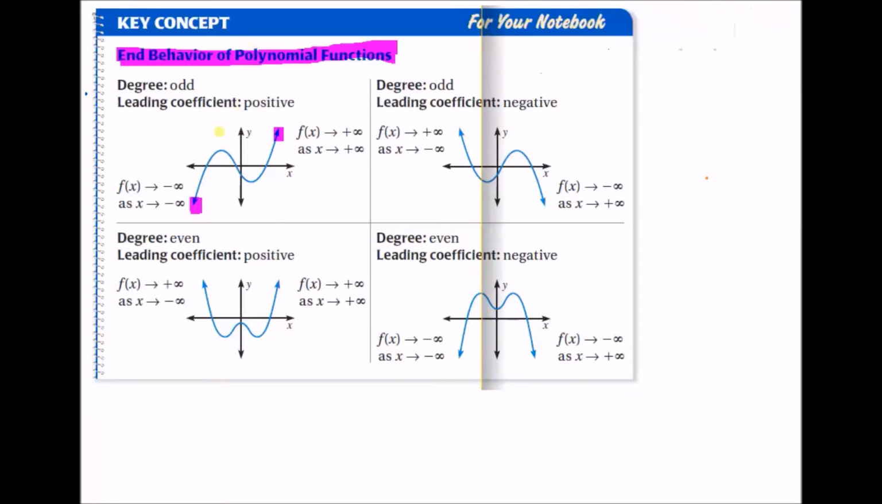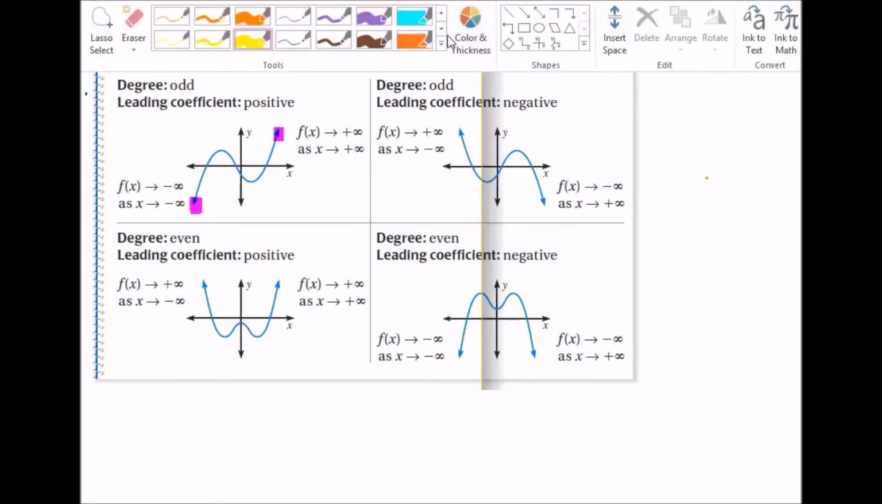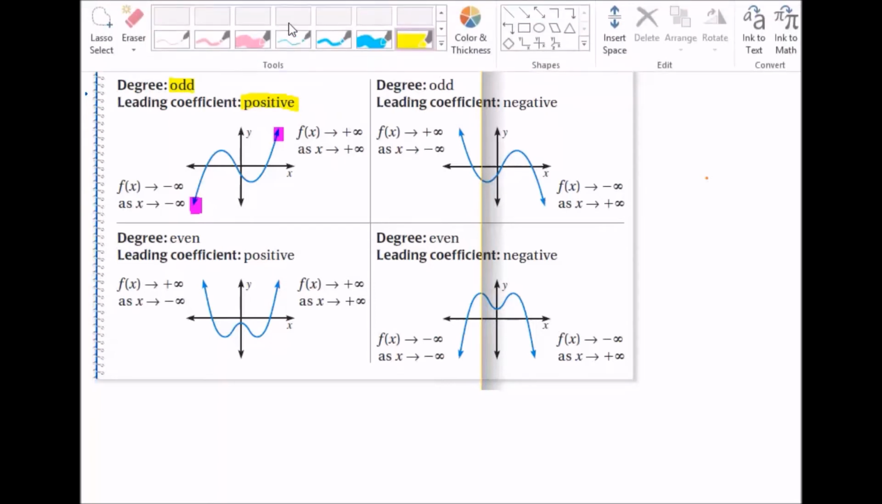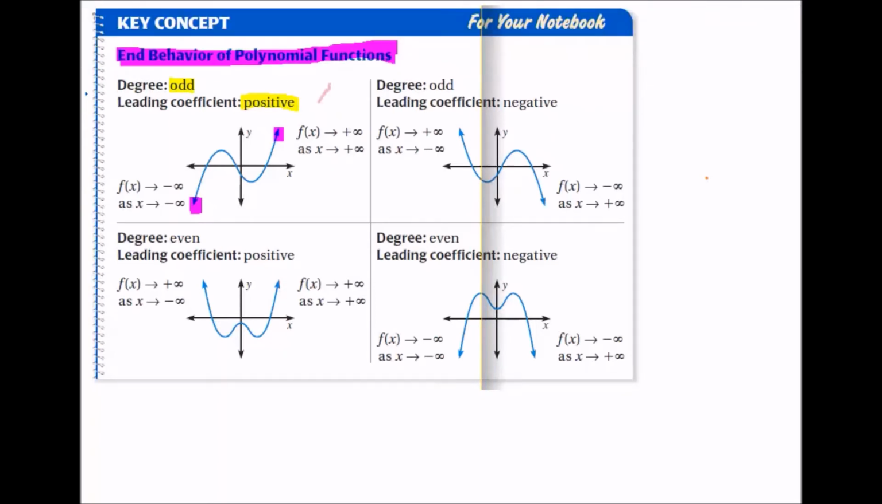The first one: if it has an odd degree, that means the highest degree of this polynomial is x cubed, x to the fifth, x to the seventh, that's odd, and the leading coefficient is positive, so that would be something like positive x cubed. It will look something like this. It starts over here, low, at negative infinity, makes this shape, and will continue on towards positive infinity.